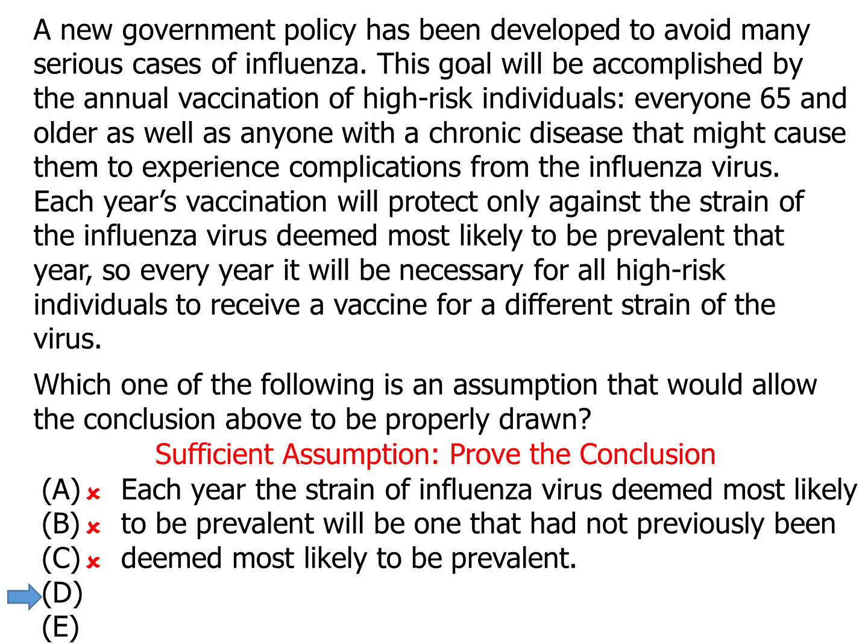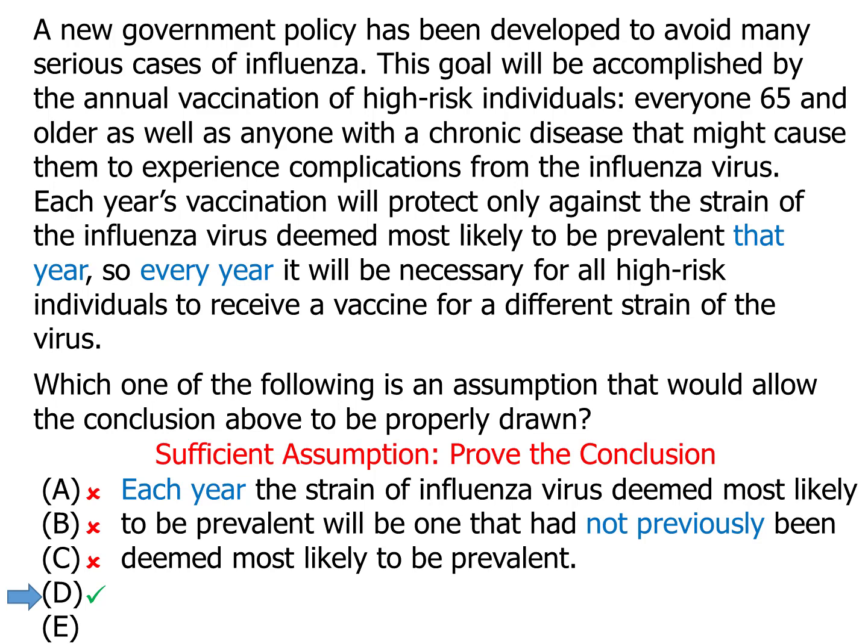Answer choice D. Each year, the strain of influenza virus deemed most likely to be prevalent will be one that had not previously been deemed to be most likely to be prevalent. So this is our loophole closer. Each year, it's not going to be one that previously had been prevalent. So if you have to use a different vaccine for every virus and the viruses never repeat, then you will have to use a different vaccine every year. Answer choice D is our answer.